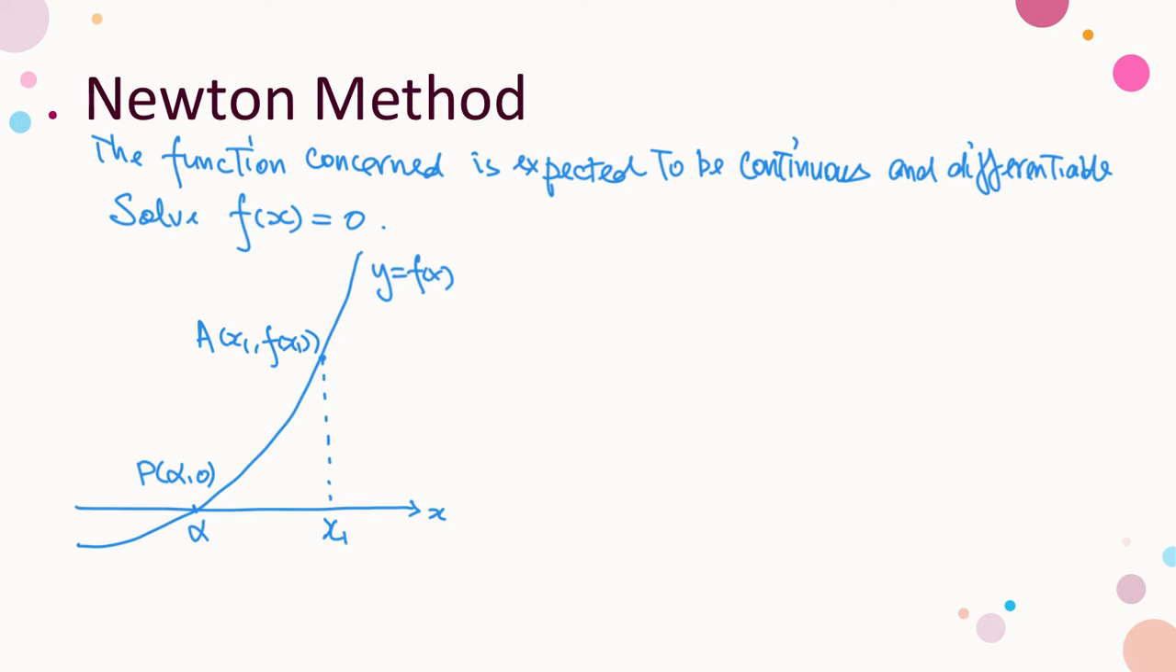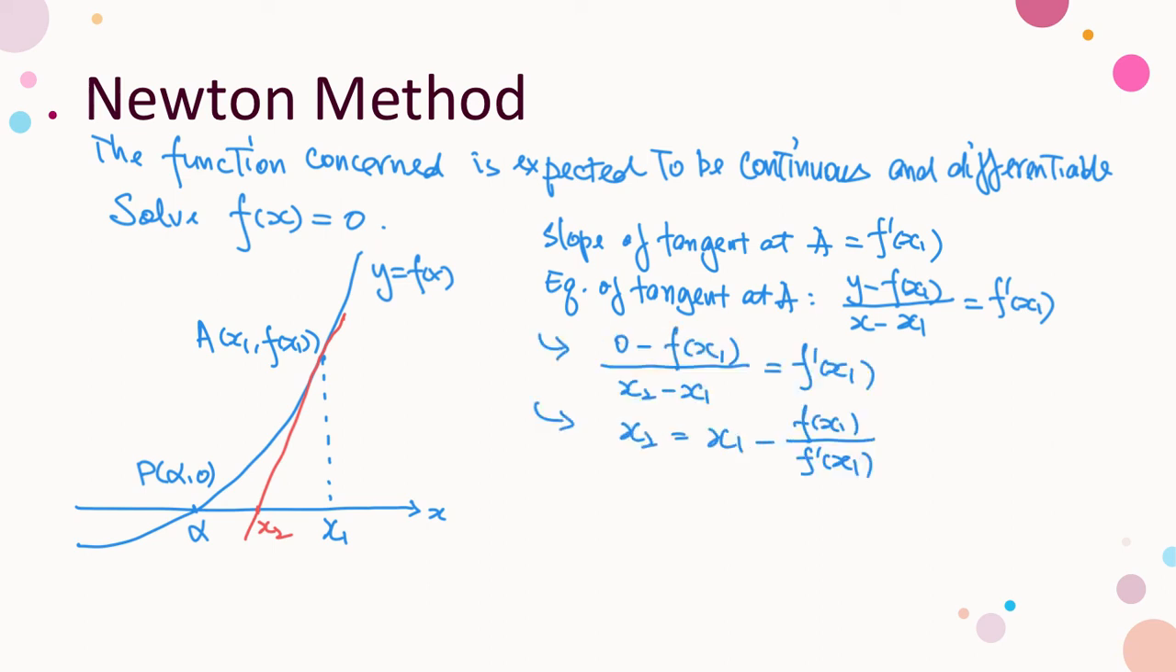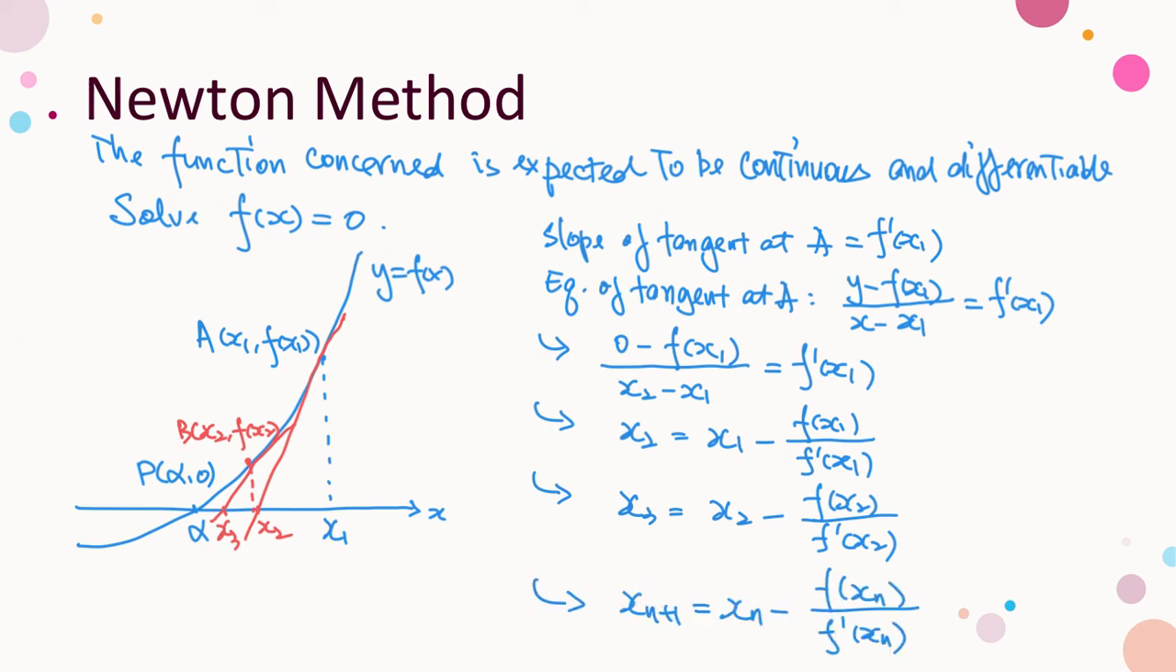Use the derivative. We can find the slope of the tangent to the curve at A. By point-slope form, we have the equation of the tangent at A. Suppose the tangent cuts the x-axis at x equals x2. We make x2 the subject. Repeat the process. Consider the tangent at B, where x equals x2, and obtain x3, which is closer to the root alpha. In general, for the nth round, we have the iteration formula. By iteration, we can obtain the value of x, which is close to the root alpha, to the required precision.